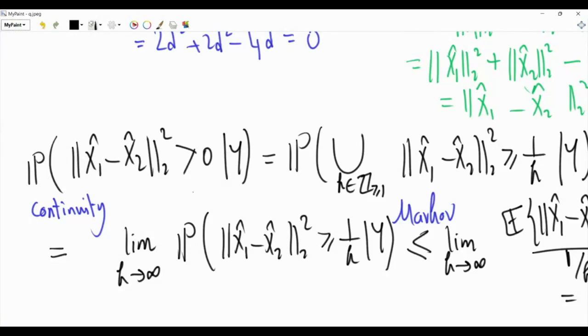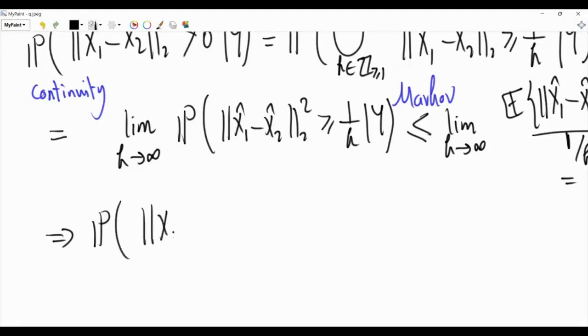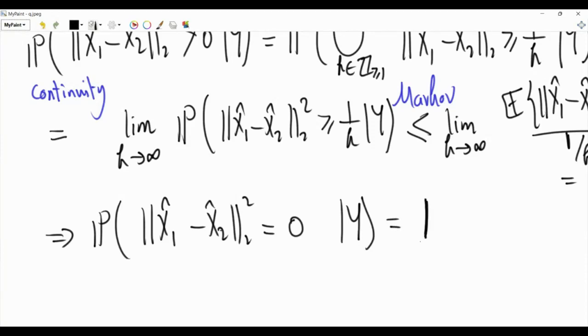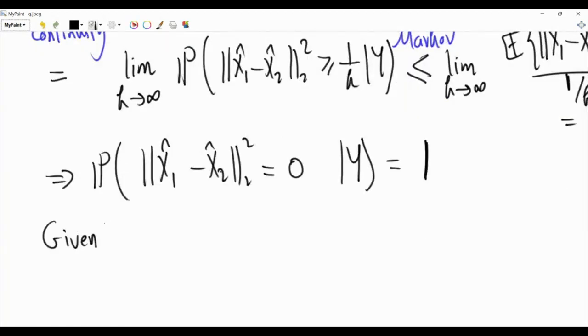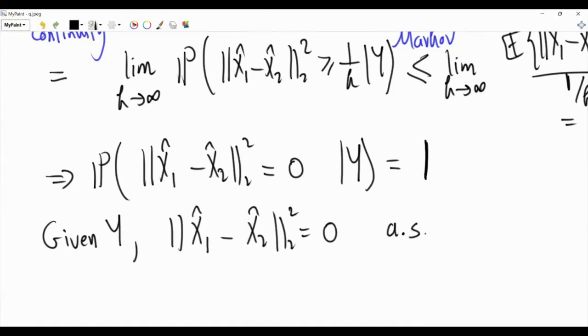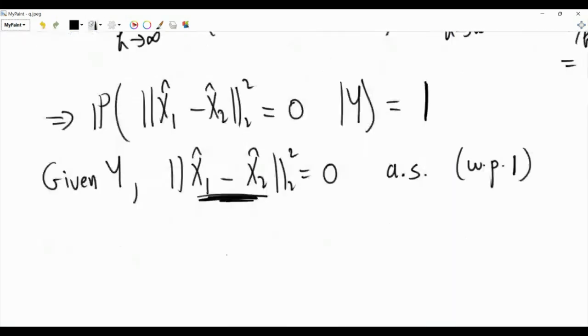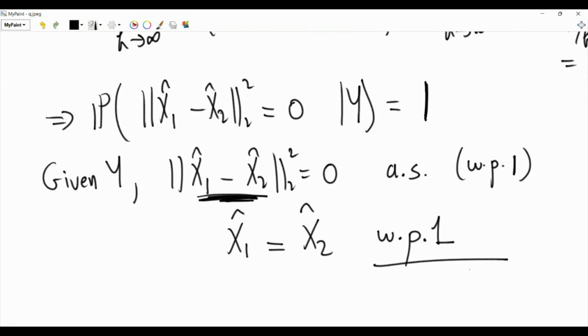Well, the L2 norm squared is a non-negative quantity. So this means that the probability of this L2 norm squared being equal to 0 is equal to 1, which means that given the vector of measurements or observations y, this L2 norm squared is equal to 0 almost surely, with probability 1. And from the properties of norms, we know that if the norm is equal to 0, then the vector inside must be the all-zero vector. So we have x1 hat is equal to x2 hat with probability 1. So if there are two estimators minimizing the mean squared error, then they are equal with probability 1.